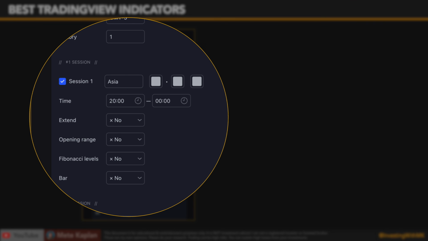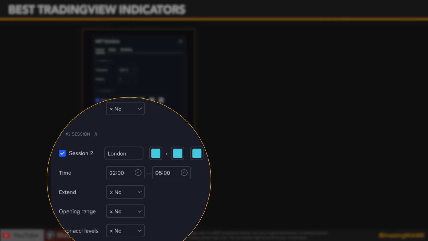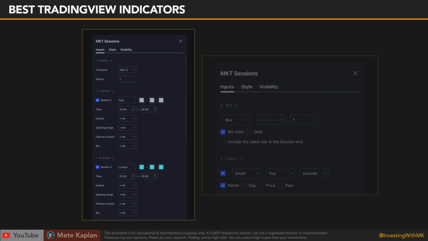So my Asia setting is set to 8 p.m. to noon, as you can see on the settings. Everything else is checked no. My London setting is set to 2 a.m. to 5 a.m., and everything else is set to no as well. I do not use any other session settings. At the bottom, I only have selected background colors.